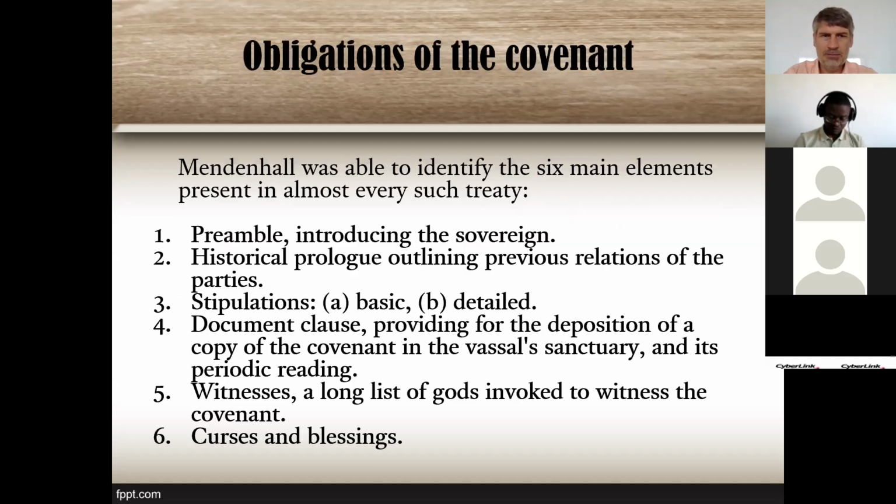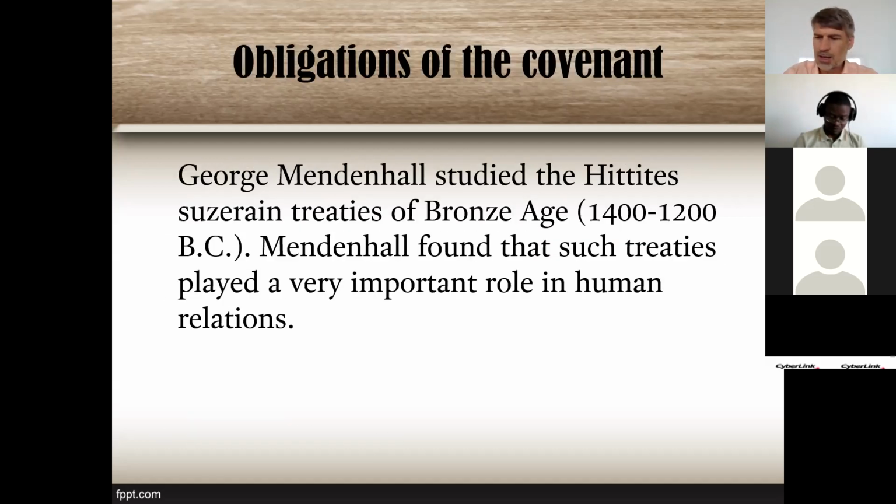And now we can speak about the obligations of the covenant, and this will be the last topic for today, and we will stop, and we will continue next time, tomorrow. So when we speak about the obligations of the covenant, I need to mention this person. His name is John Mendenhall, and he became famous because in, if I'm not mistaken, 1954, so almost 70 years ago. By the way, he died at the age of 100 years old, just recently, a couple of years ago.